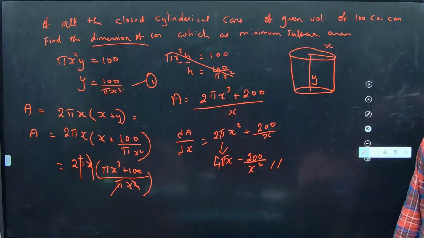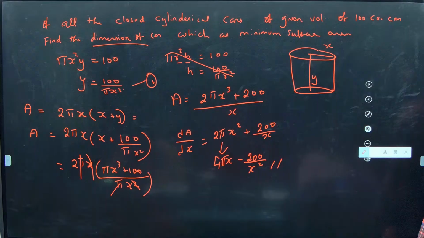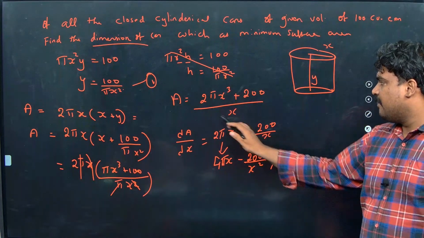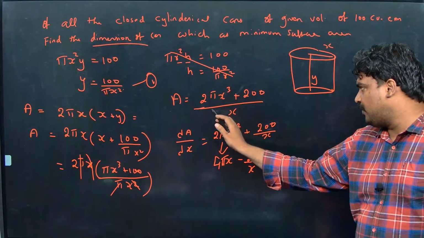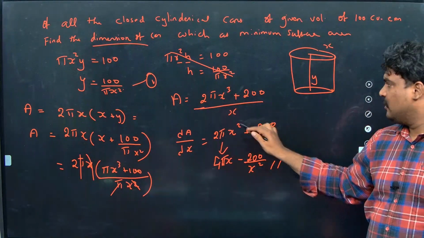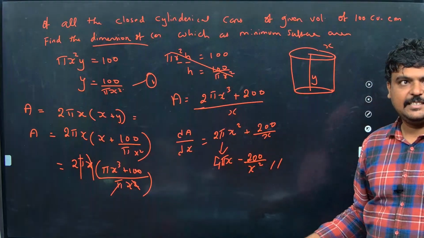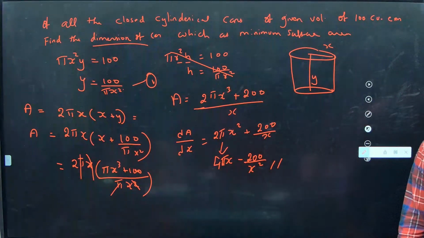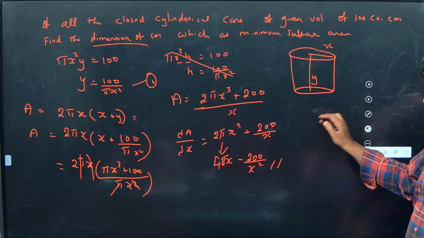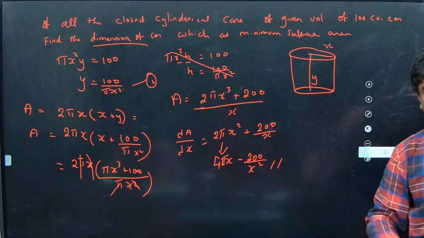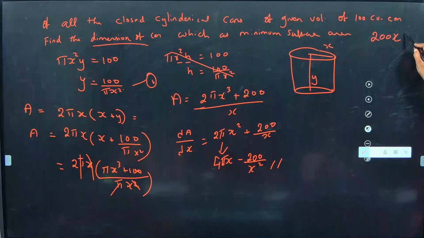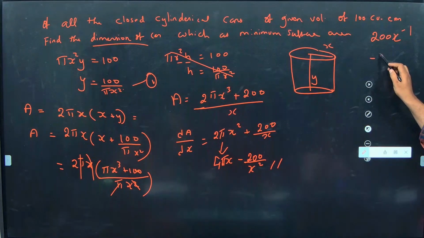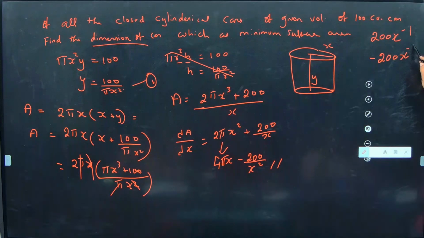Guys, are you getting how I got this? I took x common, no? I made this one separately, this one separately. So x square got cancelled, and I got 200 by x. Now this 200 by x I wrote as 200 x to the power of minus 1. I differentiated like this, 200 x to the power of minus 2. So minus 200 by x square.